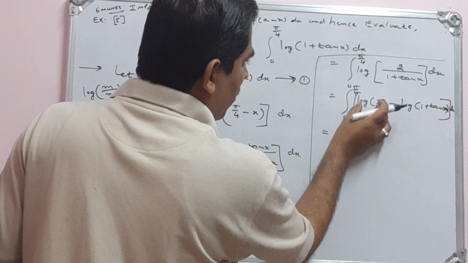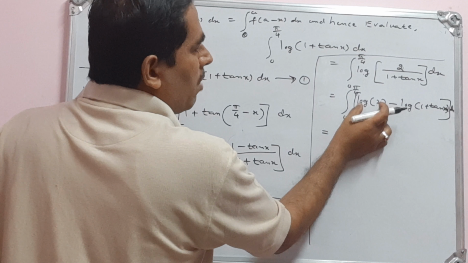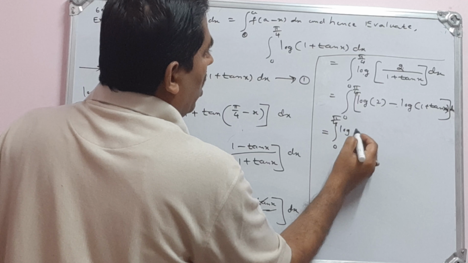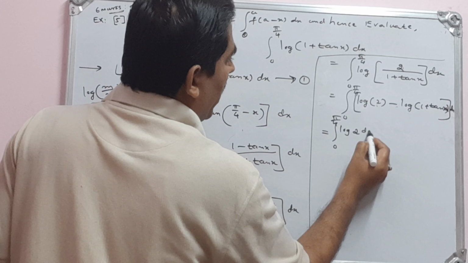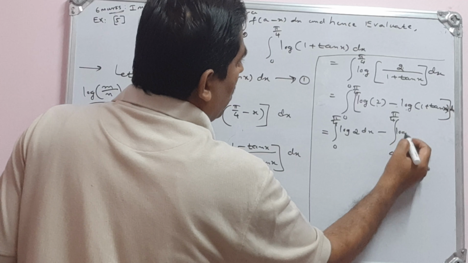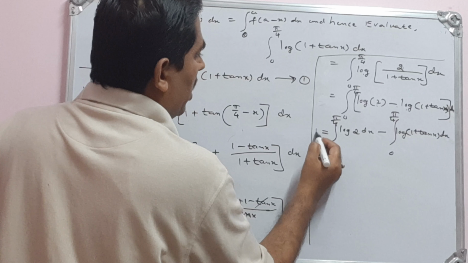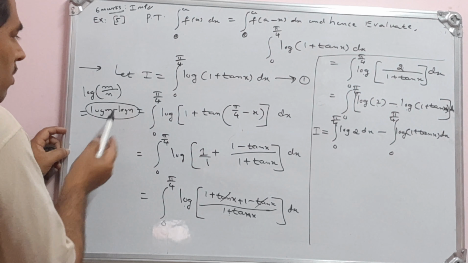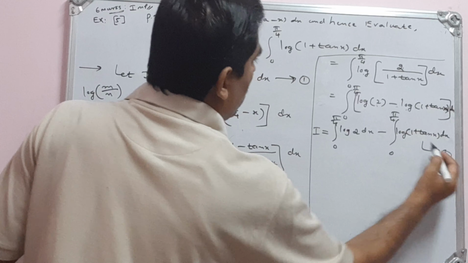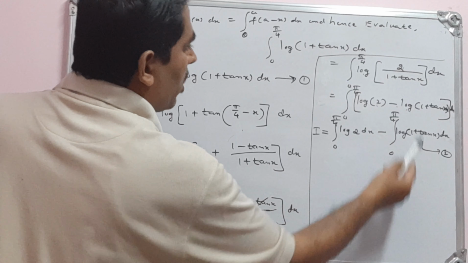Now, integration of a difference of two terms, you can integrate the terms separately. What is the first term? Integration of 0 to pi by 4 log 2 with respect to x, minus integration of log of 1 plus tan x with respect to x. On the left hand side we have I. So I is equal to this. Let me call this equation 2. Now observe the given integral and equation 2.